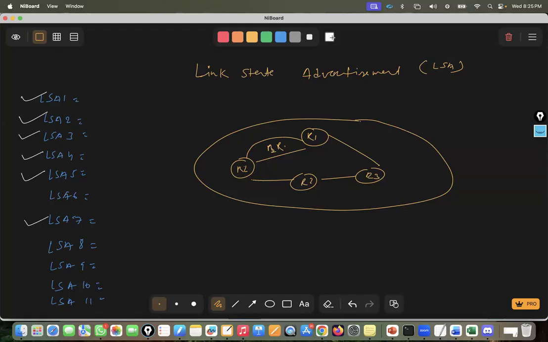Who is going to generate what LSA? So LSA1 is going to be generated by every router. Whatever routers we have in the OSPF domain, all those routers are going to generate the LSA.